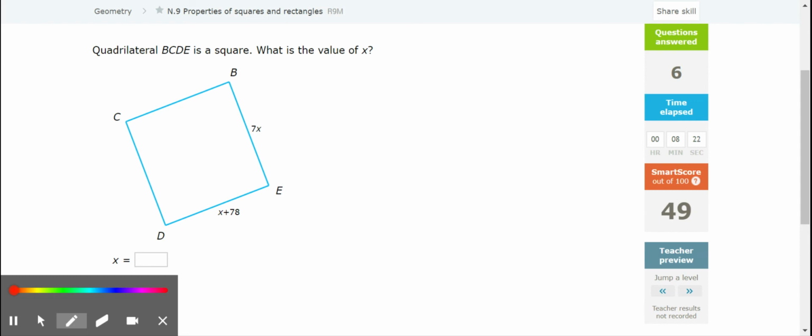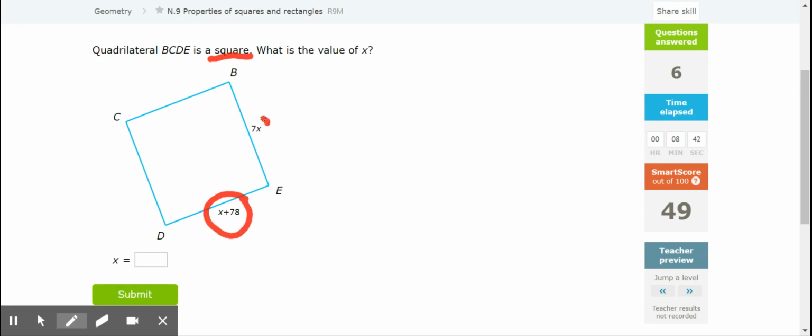Quadrilateral BCDE, it says, is a square. So it's going to follow all of the square rules. It wants to know the value of x. If this is a square, then we know that all four sides are equal. So that means that this side that they have labeled as x plus 78 is going to be equal to this side, which is 7x.